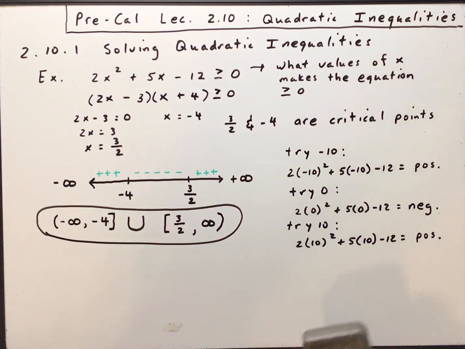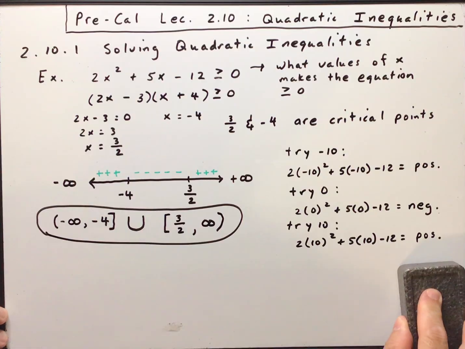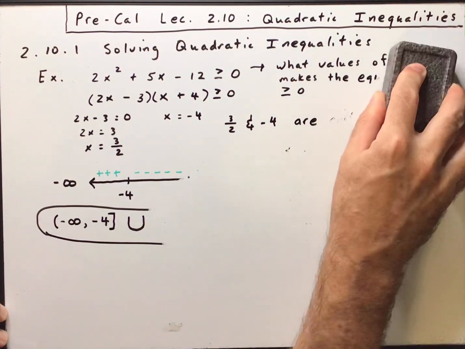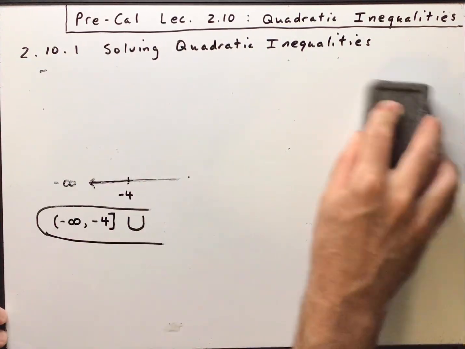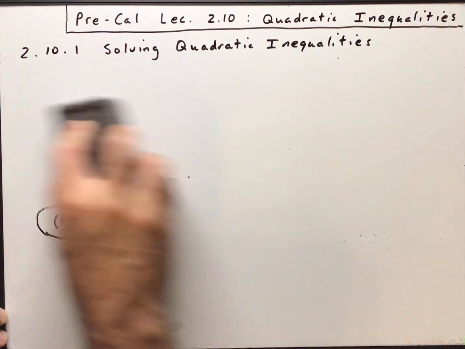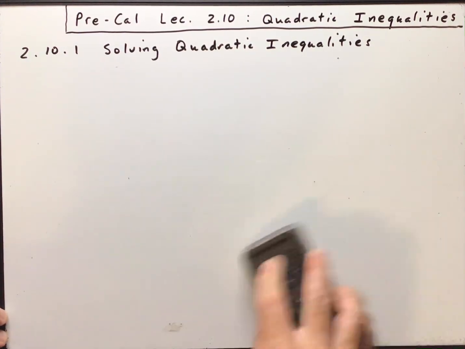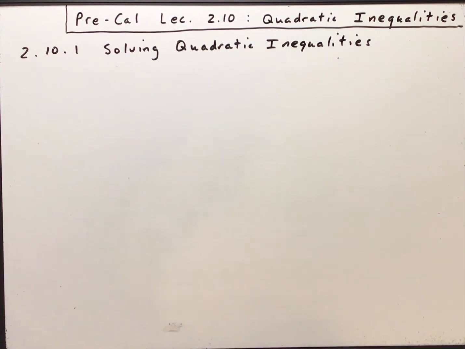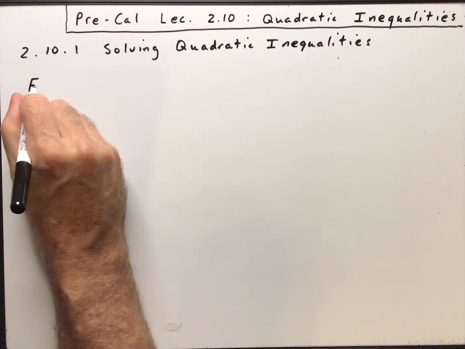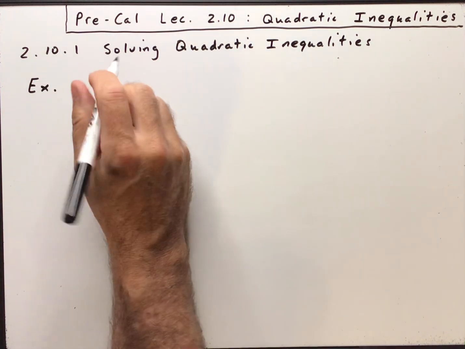Okay, let's do another one, and this is a real short lecture. We'll be done. There's no 2.10.2, so I really didn't even need to number this lecture. Sometimes I just start numbering and then I realize I don't need to.